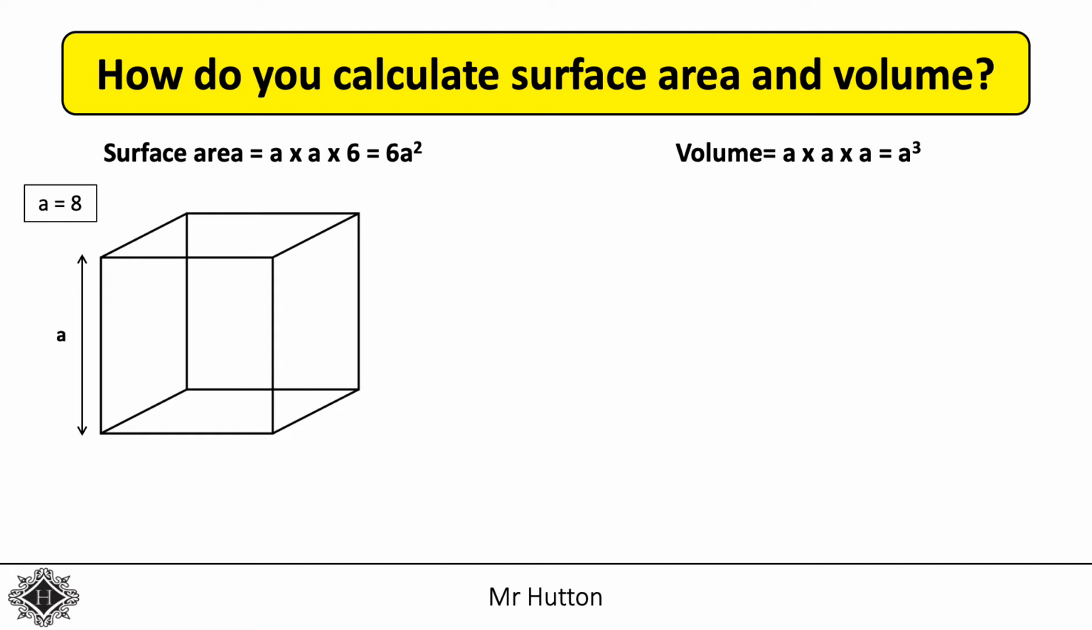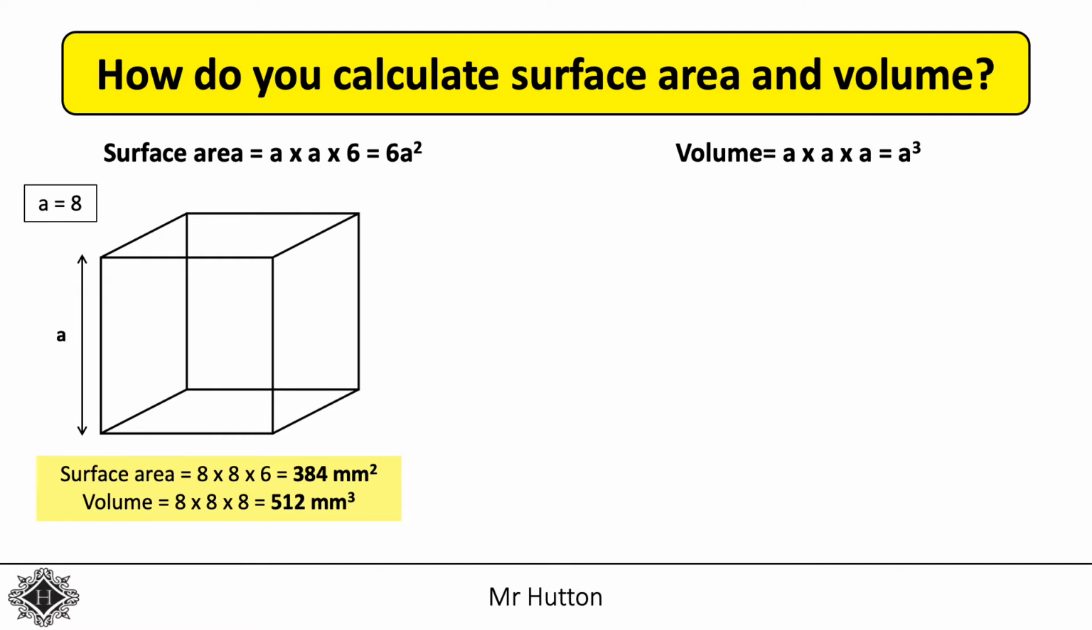But just to remind you, surface area. The example we've got there is a cube, so it's going to be the height times the length of that face, so A times A. And then because there's 6 faces to the cube, we times it by 6. So we've got A times 6. So in this particular example where A equals 8, we've got 8 times 6, which is 384 millimeters squared. So surface area is measured in millimeters squared, or whatever units you have squared. So it could be centimeters, it could be meters.